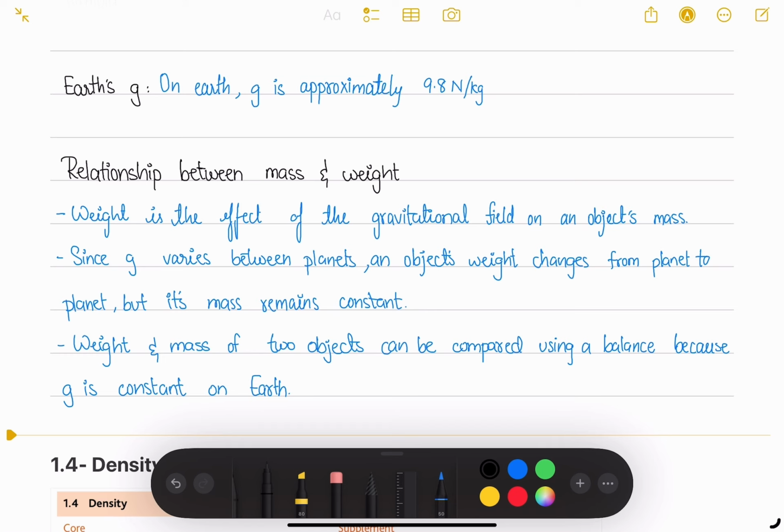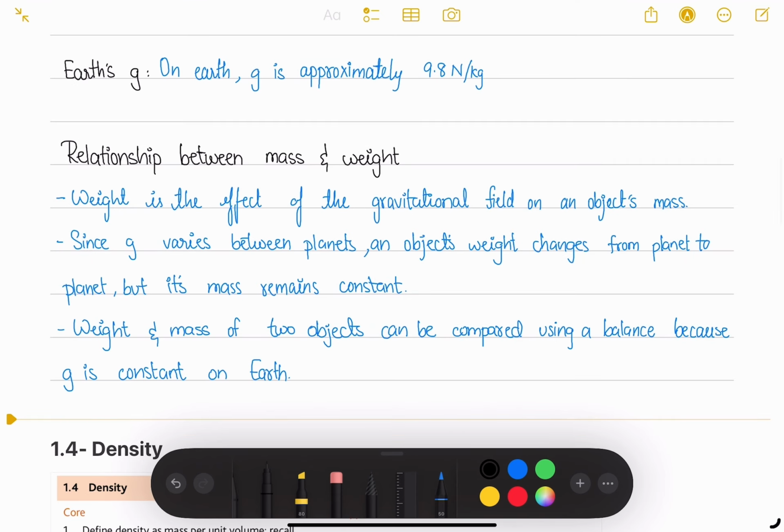So we have the practical application. The weight and the mass of two objects can be compared using a balance, because the gravitational field strength is constant on Earth.